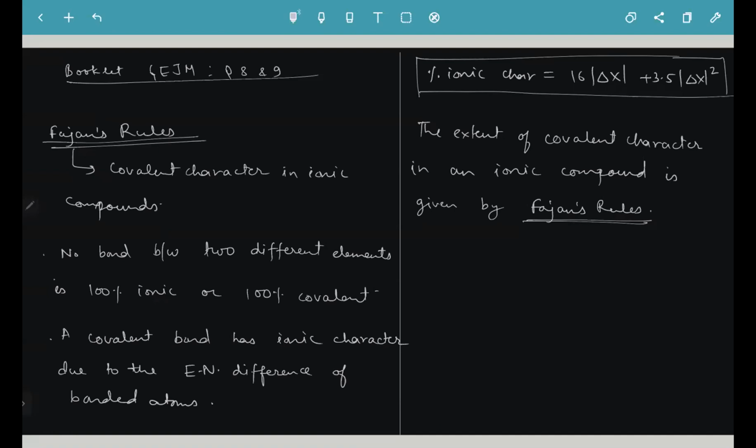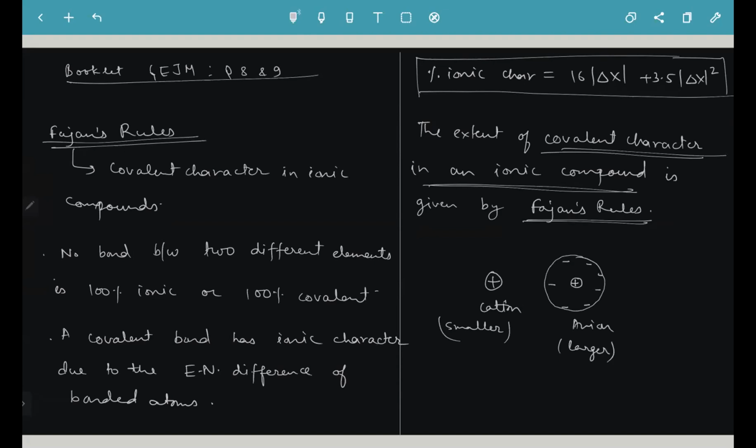Now let us understand the origin of covalent character in ionic compound. How does an ionic compound get some covalent character? Thinking of a cation and anion present adjacent to each other. Generally, cations are smaller in size and anions are larger in size. Generally, cation is smaller and anion is larger.